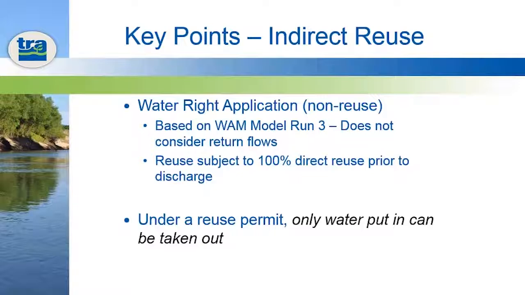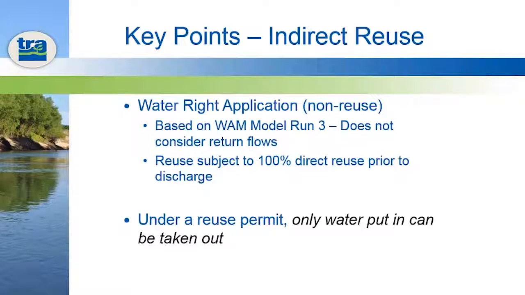That Run 3 model doesn't even include return flows. So when we're talking about permitting additional return flows, you actually have to add those to the model so that they'll show up. And reuse is, of course, subject to 100% direct reuse prior to discharge. That's the way that water rights work in Texas. When you get a right, you have the right to consume that to exhaustion. There's no requirement, for the most part, unless it's a special condition, and those are very rare.